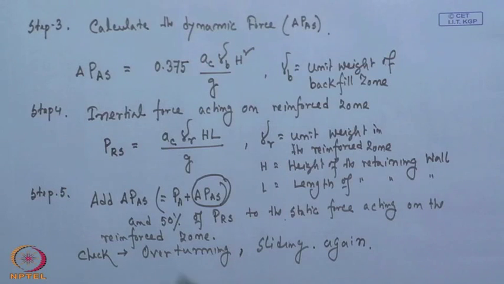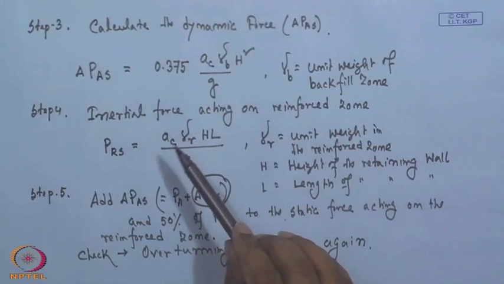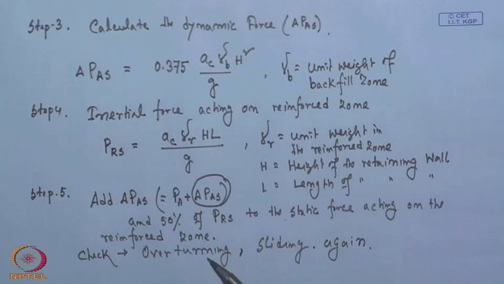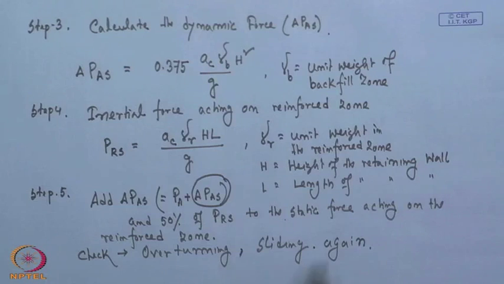And now, once these forces due to the dynamic force and the inertial force are added, you have to check overturning and sliding again, similar to the static condition. When we checked overturning and sliding before, we considered only the static force, that is P_A. Now, we have to add delta P_AS and 50% of the inertial force, P_RS, within the reinforced zone, and then check overturning and sliding again.